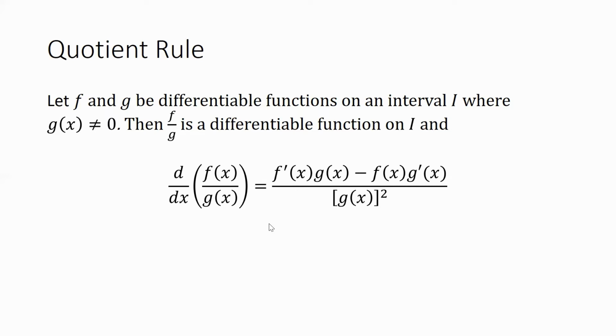That's the quotient rule. Again, it looks like the product rule in the numerator, except we have a minus instead of a plus. And then we have a denominator now, which is g squared.